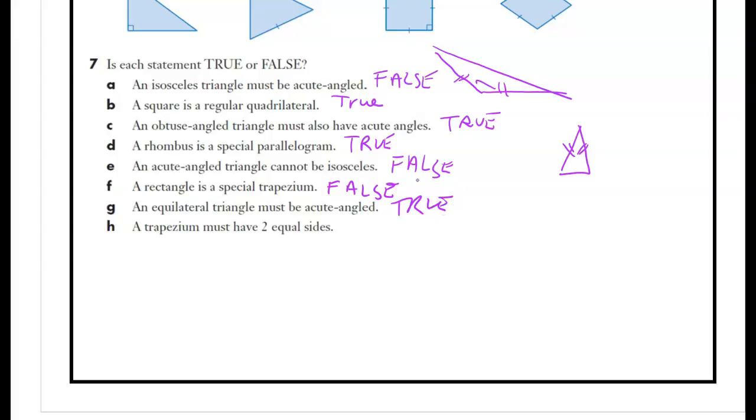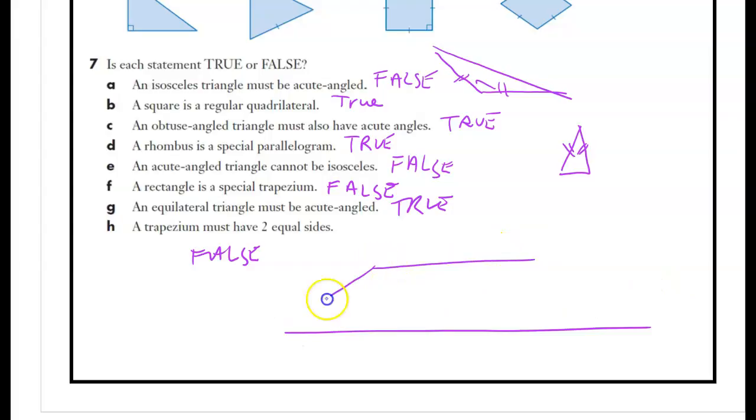A trapezium must have 2 equal sides. True or false? No. So here's a trapezium, for example, or you don't even have to make it right angled, where you've got a different side length. So they're parallel, and then you've got these at different angles and hence different side lengths. So that is still a trapezium. Well, we didn't get all the true false right.